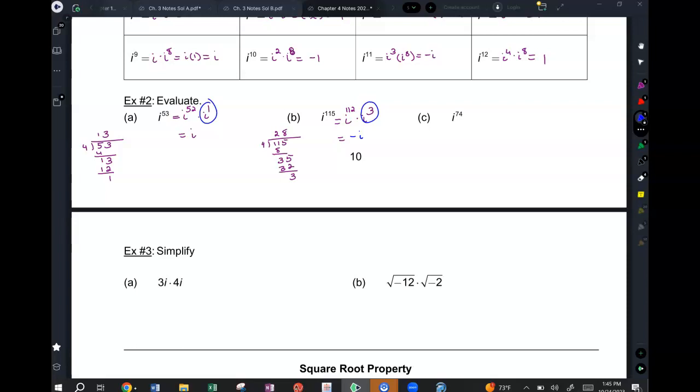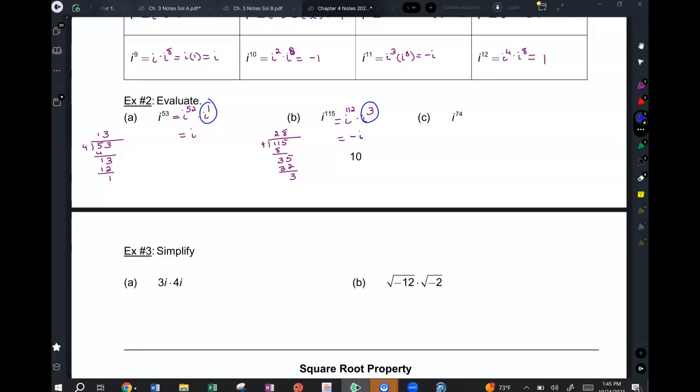Do you have to show i to the 112 times i to the third? Yes, it's your work. It's your justification. Because you can say this is equal to i cubed, but then why, right? And this is the why part. This is the justification, yeah.